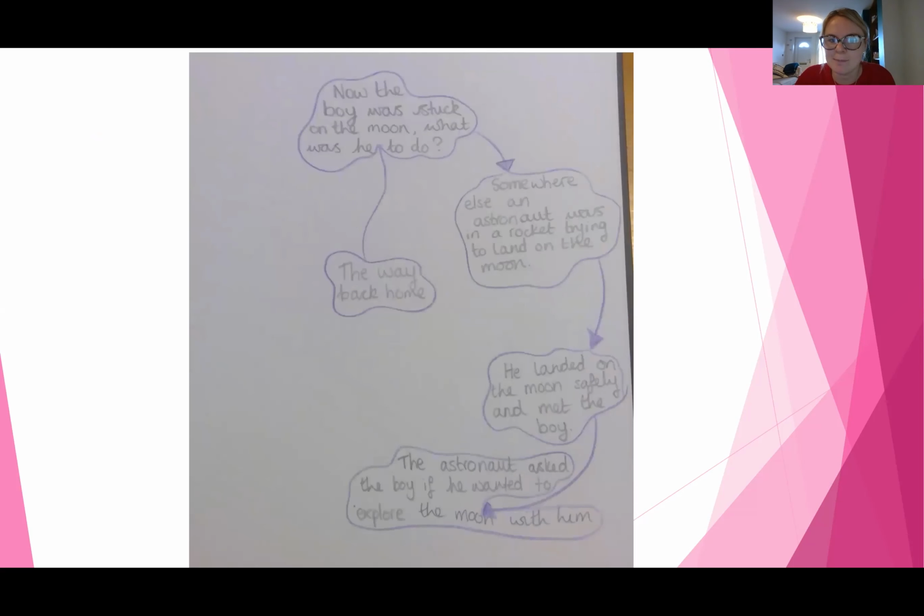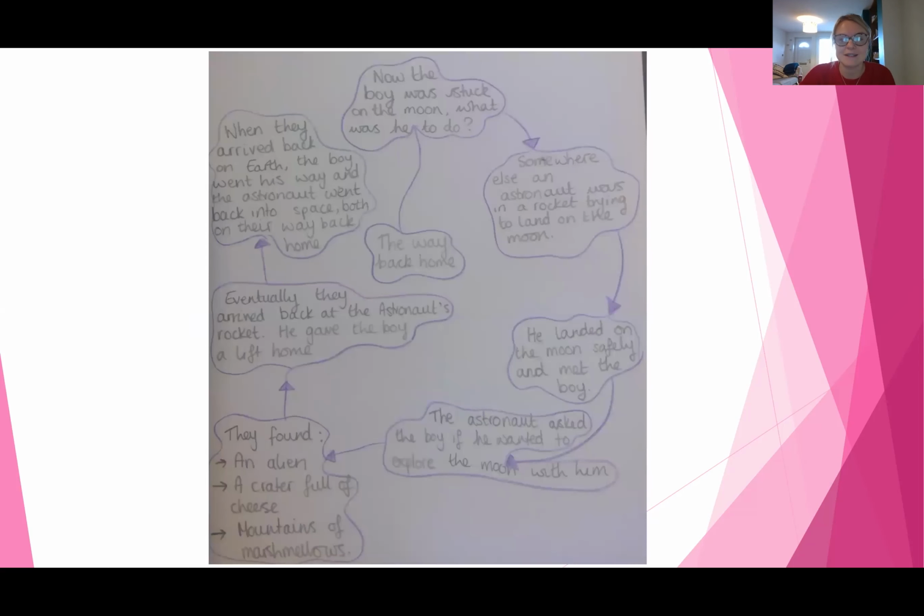The astronaut asked the boy if he wanted to explore the moon with him. So he asked the boy, do you want to come on my mission with me? Do you want to explore the moon with me? And the boy said yes, he did. So my next bubble says they found an alien. So down in the corner here, when they went and did their mission to explore the moon, they found an alien, they found a crater full of cheese, and they found mountains of marshmallows.